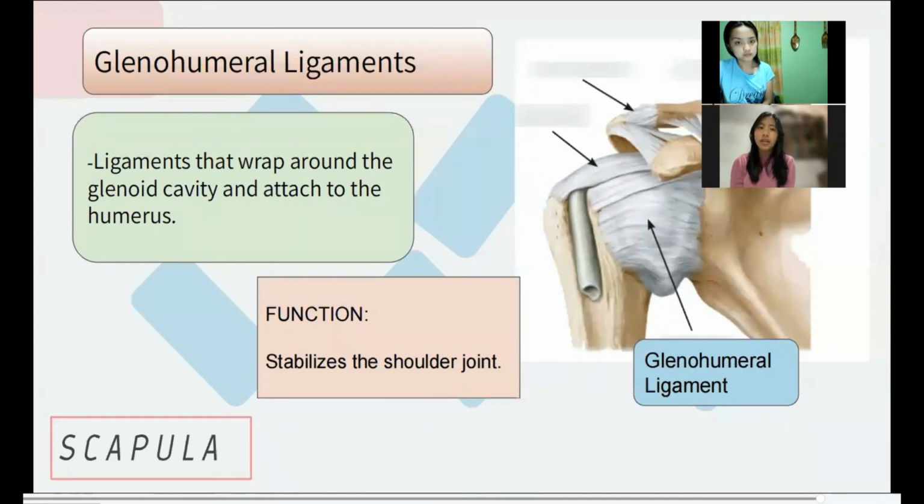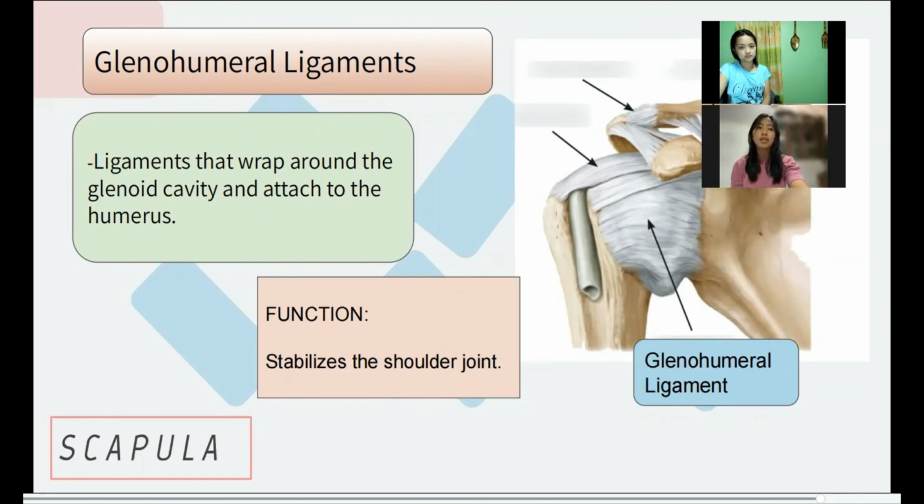Now, next is the glenohumeral ligament. So the glenohumeral ligament wraps around the glenoid cavity and attaches to the humerus. It helps stabilize the shoulder joint. As you can see, it wraps around the shoulder tightly, improving the stability of the joint. Now under this, we have the superior, middle, and inferior glenohumeral ligaments. These three play different roles in the stability of the humeral head depending on arm position and degree of rotation.